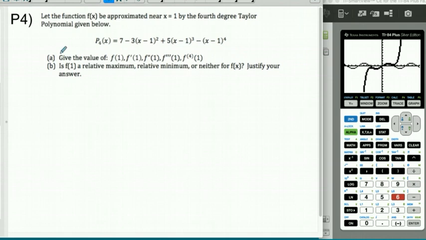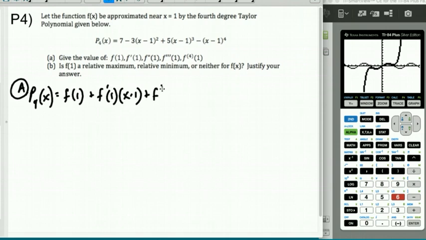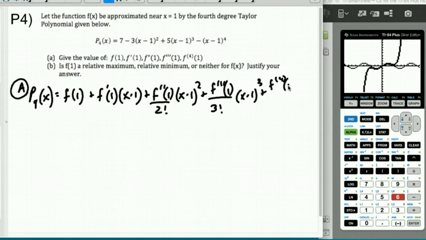So again, the best thing you can do here is say, hey, I know what a Taylor polynomial is supposed to look like. I know that p sub 4 of x should be f of 1 plus f prime of 1 times x minus 1 plus f double prime of 1 over 2 factorial times x minus 1 squared plus f triple prime of 1 over 3 factorial times x minus 1 cubed plus the fourth derivative evaluated at 1 over 4 factorial times x minus 1 to the fourth.